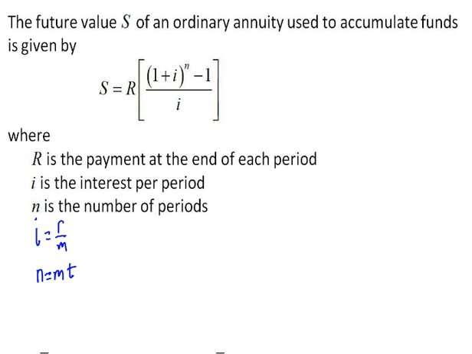Now, we could use this formula and just plug in the values which we know. Also, you could take this formula and solve for R, which would just be by multiplying by the reciprocal of what's inside the brackets. And so R is equal to S times I over the quantity 1 plus I raised to the n minus 1. But if you just remember one formula, you have the other formula.